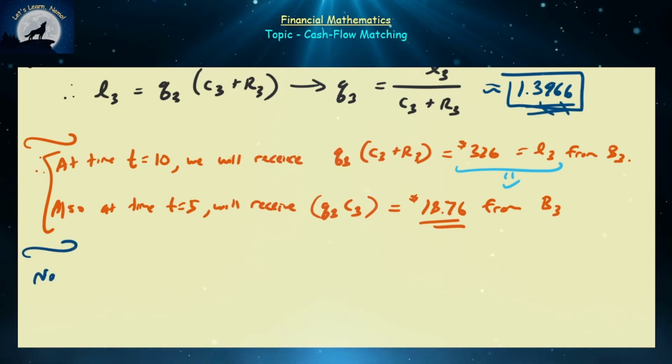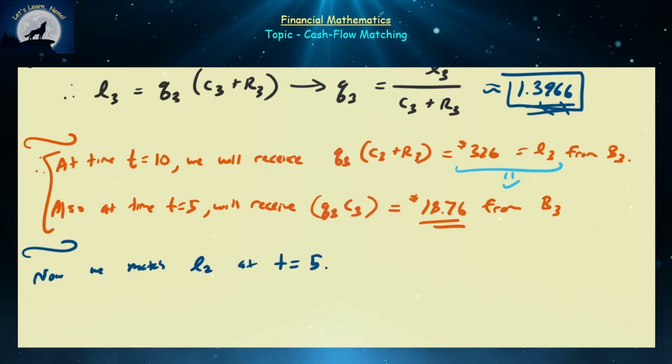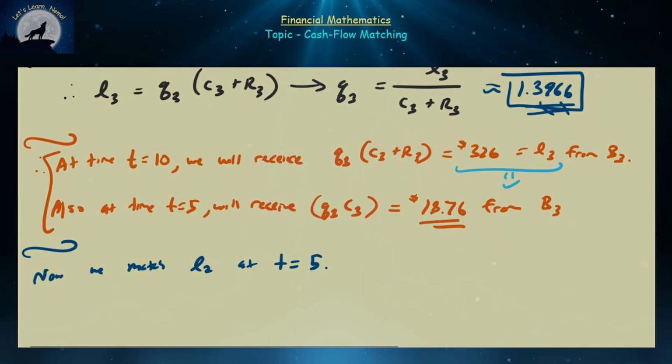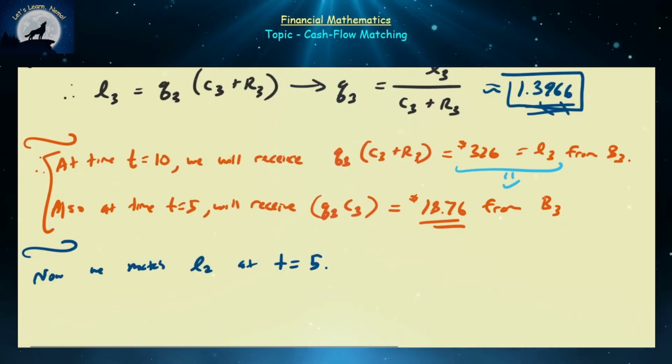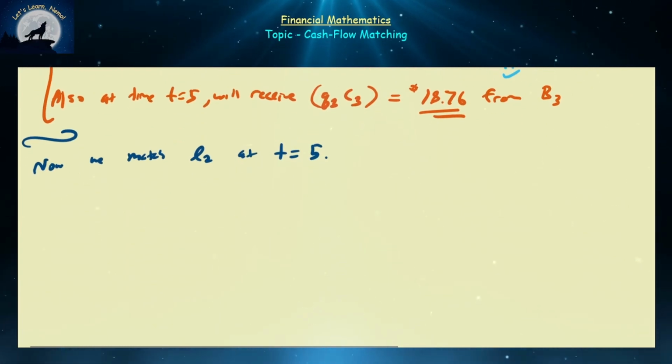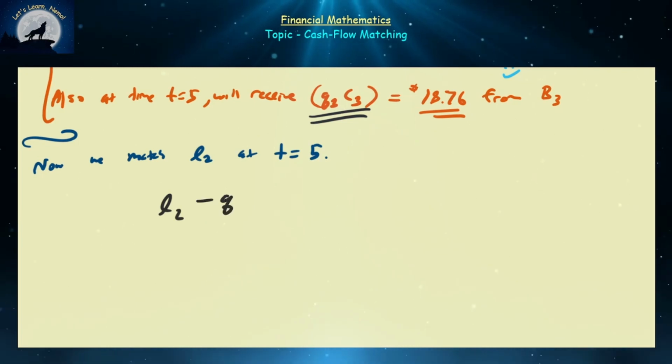Right. So now we match L2 at t equals 5, because that's when the next liability is going to be due from us. So how much do we need to price match? Well, if it's a zero coupon bond, then we have to match the entirety of L2, but we are receiving Q3C3 at time t equals 5 from bond 3, so we can actually subtract that off from how much money we have left to figure out. Now, please note that I am omitting the coupons that we receive at time t equals 6, 7, 8, and 9, and you'll see why in just a moment.